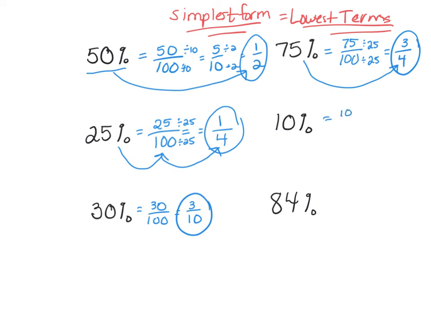10%, 10 over 100. And that's easy. I know I can divide both of those by 10, so that would be 1/10. So 10%, the simplified version of that is 1/10.